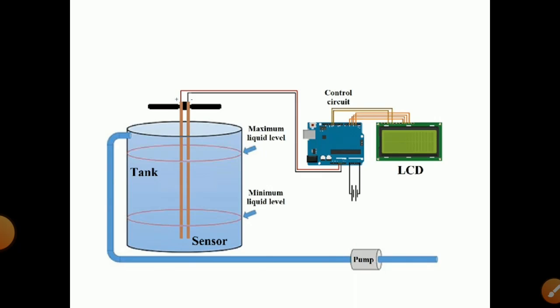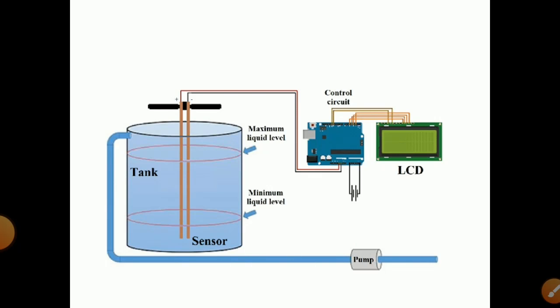Now one circuit diagram is shown over here. The capacitance sensor is placed in the tank. Okay, the tank may be filled with some liquid, so a pump is provided to fill the tank. You can see two plates of the capacitor in the tank. That is the sensor. The minimum liquid level the sensor can sense is shown in the diagram, and the maximum liquid level that the sensor can show is also shown. The sensor tips, that is the positive and negative terminals, are taken out and connected to the control circuit, and the control circuit is connected to an LCD panel for showing us the reading.